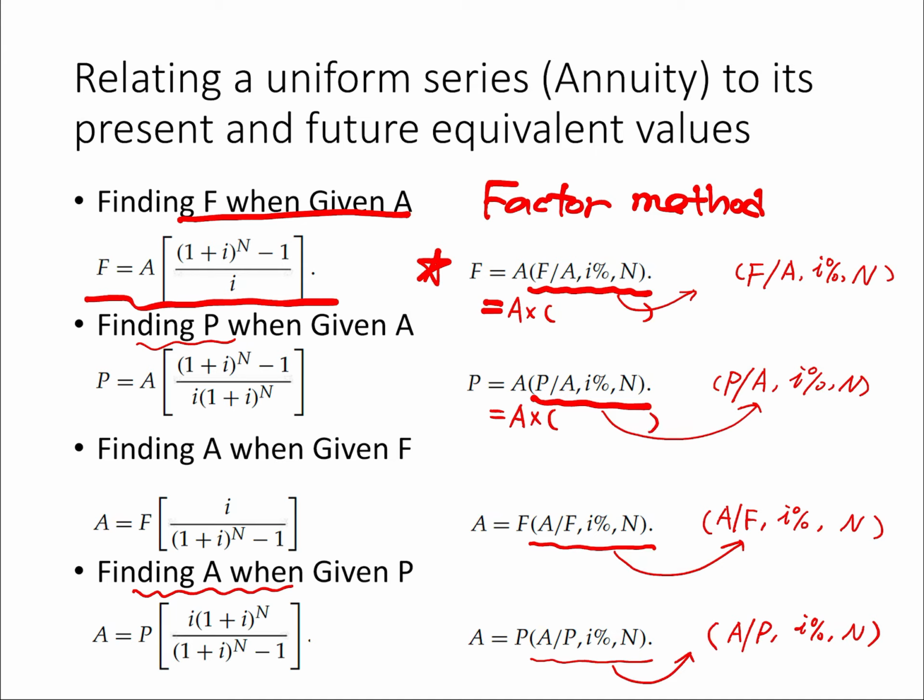So if you want to find A when given F, so A equals, because you're given F, you put the F here and times that factor. And the same thing, if you want to find A when given P, so A equals P, which is given, times the factor. Okay?